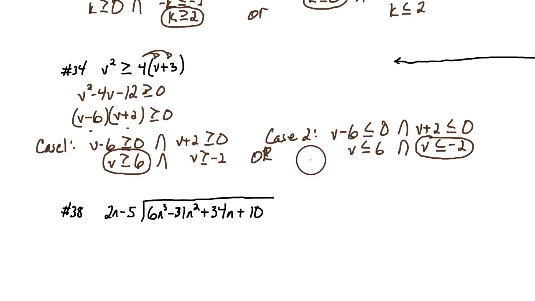So let's graph both of these pieces. Here's negative 2 and here's 6. Close dot and shade less than. Close dot and shade greater than.